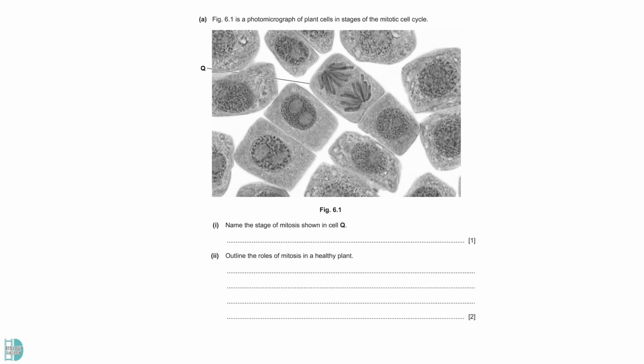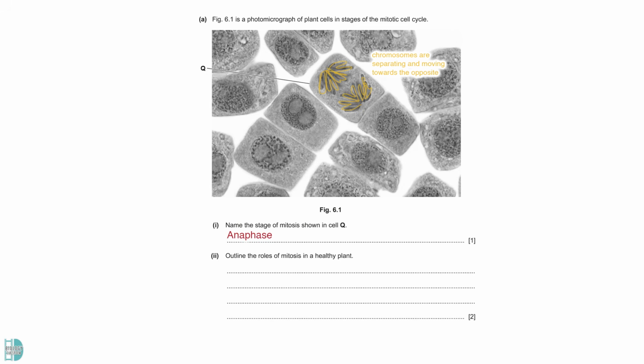6a shows you a photomicrograph of plant cells in stages of the mitotic cell cycle. The first question is, you have to name the stage of mitosis shown in cell Q. You can see the chromosomes are separating and moving towards the opposite poles. So, this is anaphase.